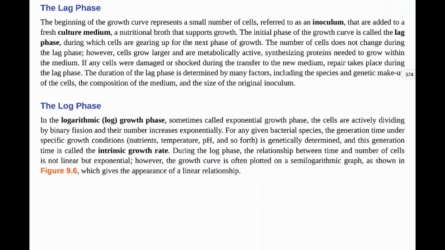So the lag phase is the beginning of our growth curve, and that represents a small number of cells. So we start out with a small number of cells, and this is referred to as the inoculum. The inoculum are the cells that we've added to a fresh culture medium. If we take a broth tube, for example, which is a liquid broth, we're going to take a small number of cells, let's say on our inoculating loop, pick up some cells from an agar plate, and inoculate that broth tube. We take just a dab of cells and swish it around in our broth tube. That's our inoculum, and we are adding that to our culture medium.